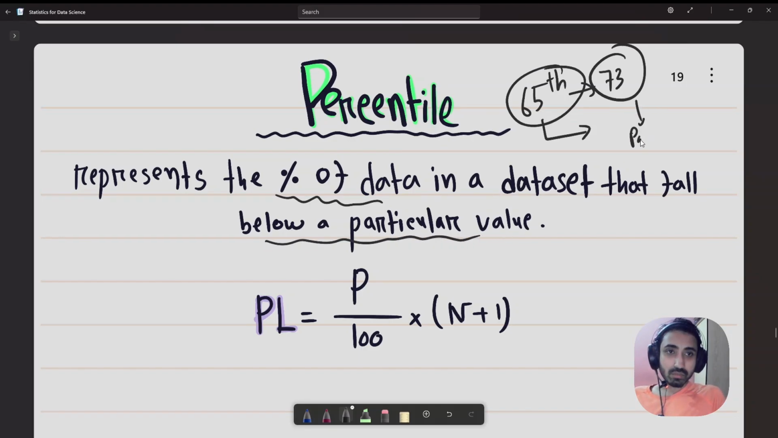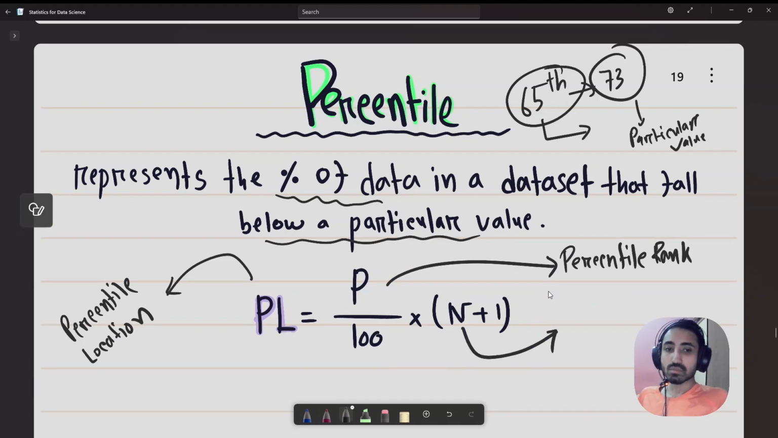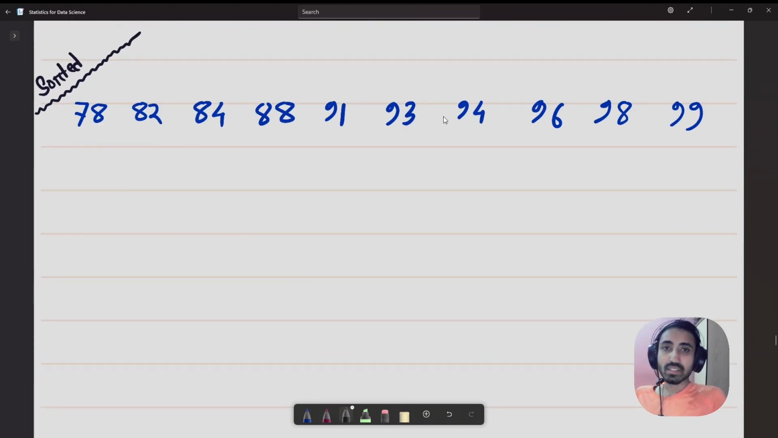This is the particular value. We calculate the percentile with this formula. So this is the percentile location, this is the percentile rank, and this is the total number of values in that dataset. Now let's see an example. Let's say this is the dataset and we want to calculate the 75th percentile.